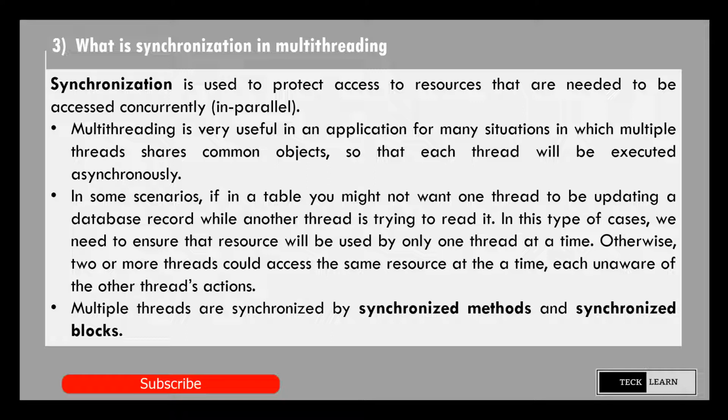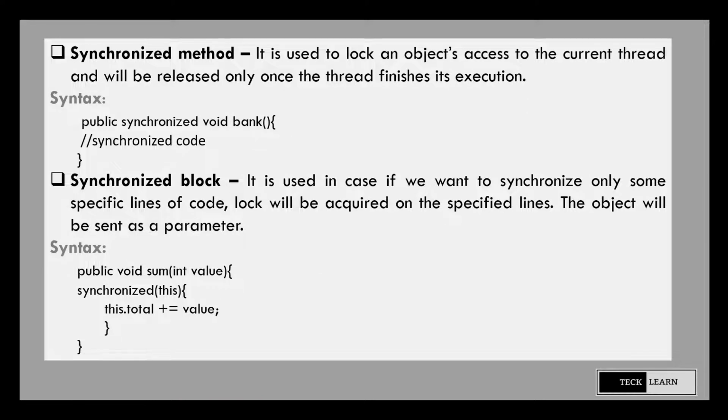In this type of case, we need to ensure that the resource will be used by only one thread at a time. Otherwise, two or more threads could access the same resource at a time, each unaware of the other thread's actions. Multiple threads are synchronized by synchronized methods and synchronized blocks. Synchronized method is used to lock an object's access to the current thread and will be released only once the thread finishes its execution.